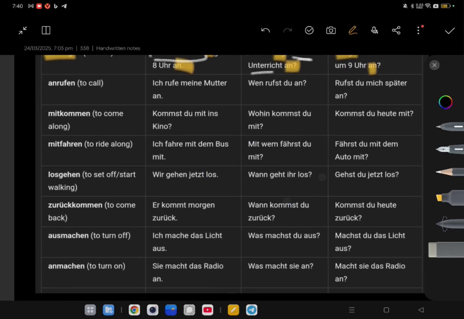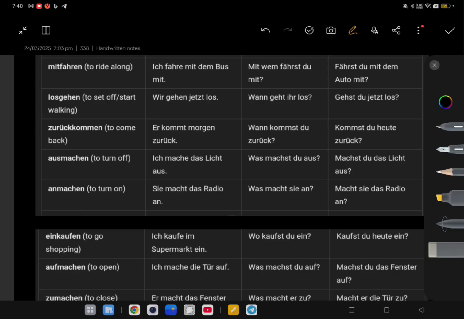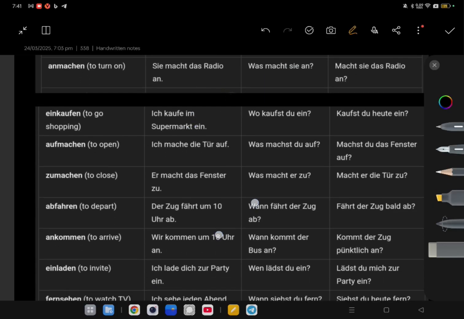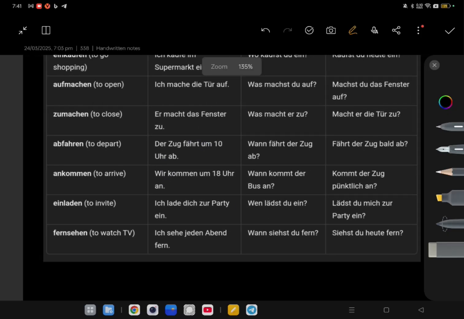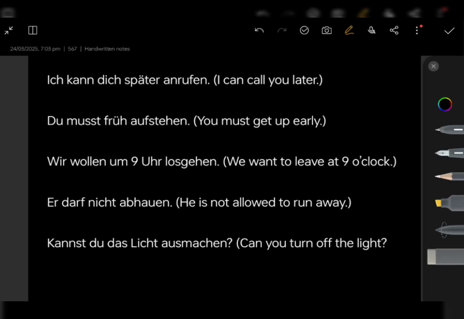You can have a look at the other verbs. Anrufen, mitkommen, mitfahren, losgehen, zurückkommen, ausmachen, anmachen, einkaufen, aufmachen, zumachen, abfahren, ankommen, einladen, fernsehen. So this is the last topic for the day, which is Modalverben.